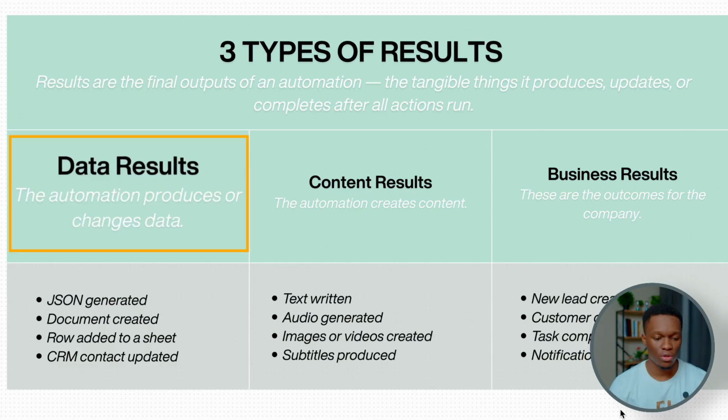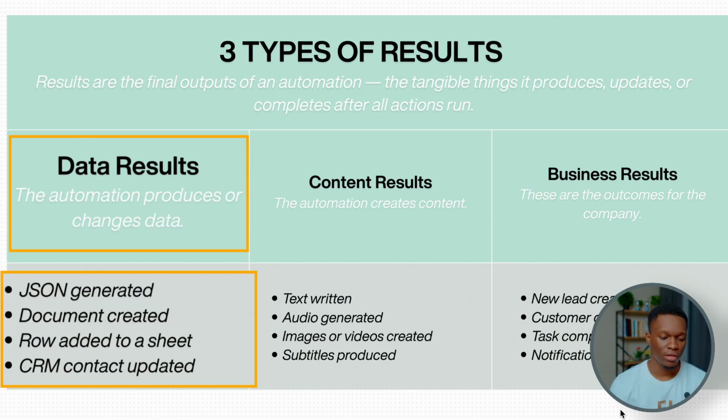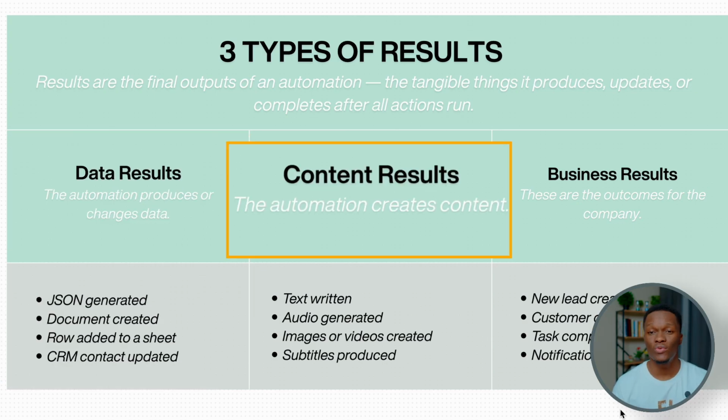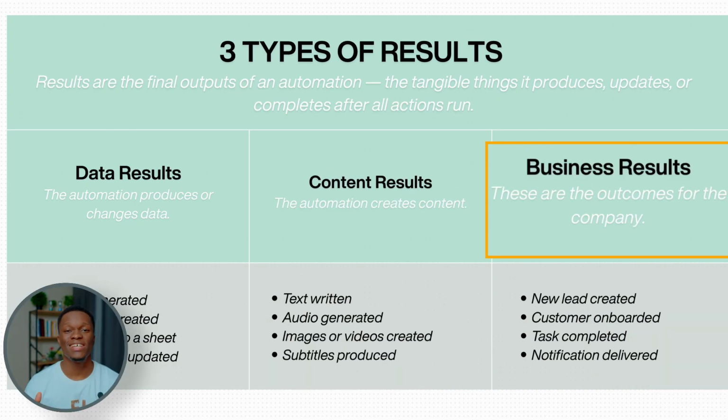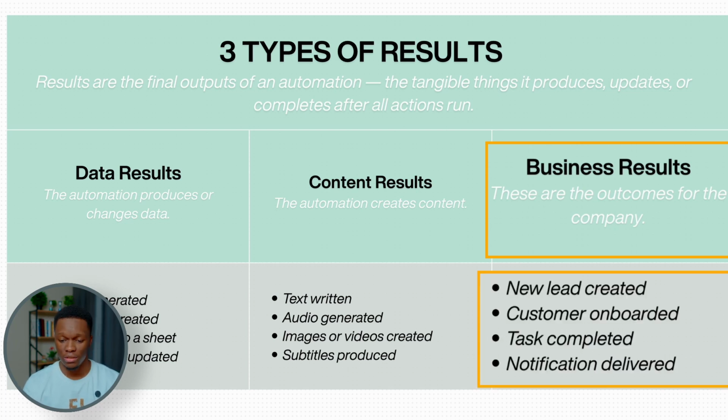You have data results. So these are when automations produce or change data. So we have JSON generated, document created, row added to a sheet. We have content results. So this is when you generate or create content. So this could be text content, audio files, images, or even subtitles sometimes. And finally, we have business-oriented results. So this could be new lead creation, customer onboarding, and many more.